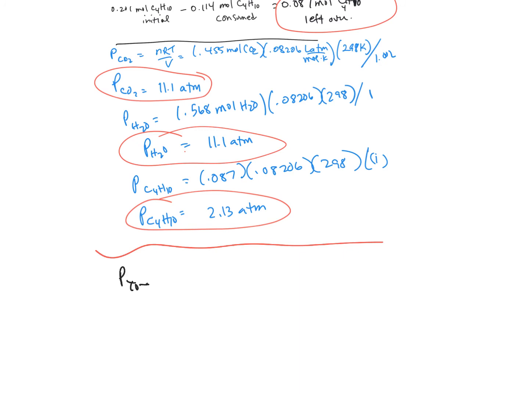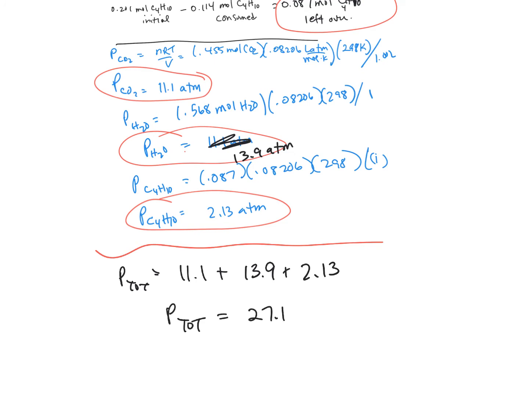P total is going to be 11.1. Got another mistake there. This one is 13.9. Okay, so you're going to add 11.1, 13.9 plus 2.13. So P total will be equal to 27.13 atmospheres.